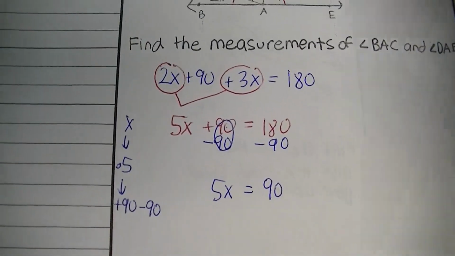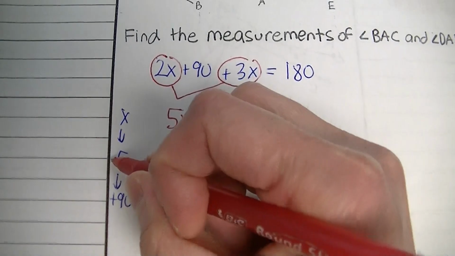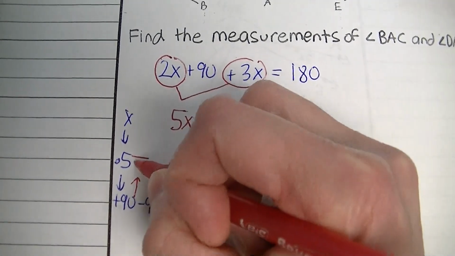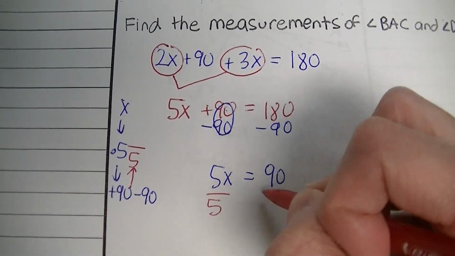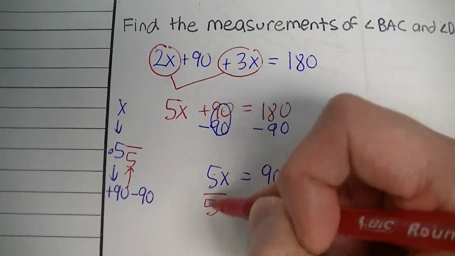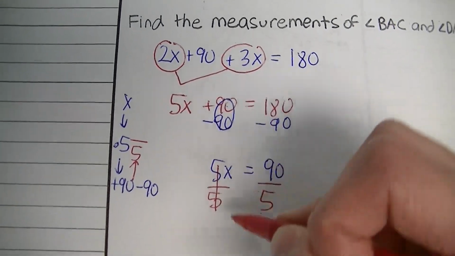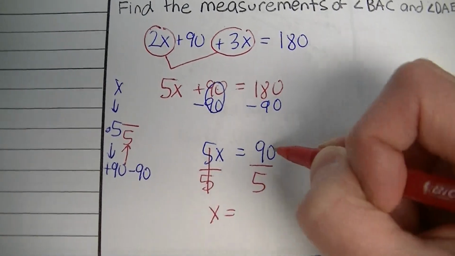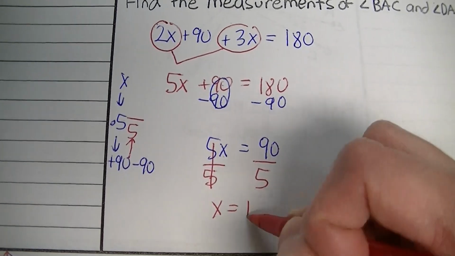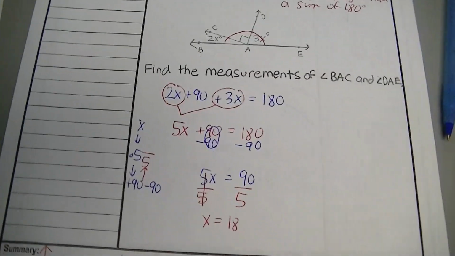Okay, your next step is the inverse operation of multiplying by 5, which is dividing by 5, and you'll do that to both sides of that equal sign. 5 divided by 5 is 1. 1 times x is 1x, or x. 90 divided by 5 is 18. But you're not done yet, okay?